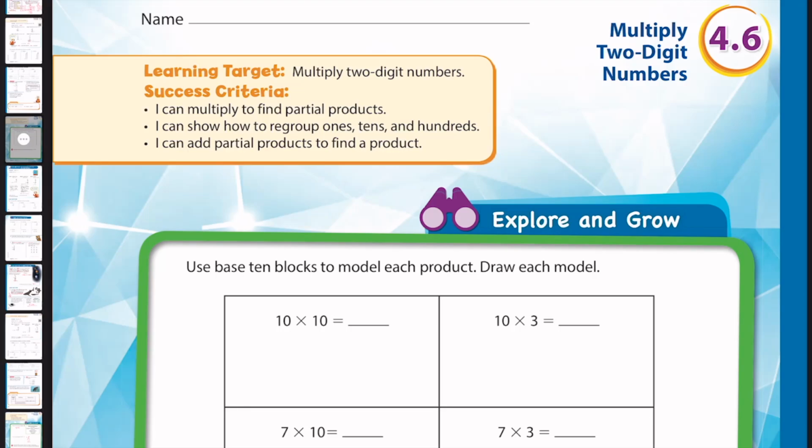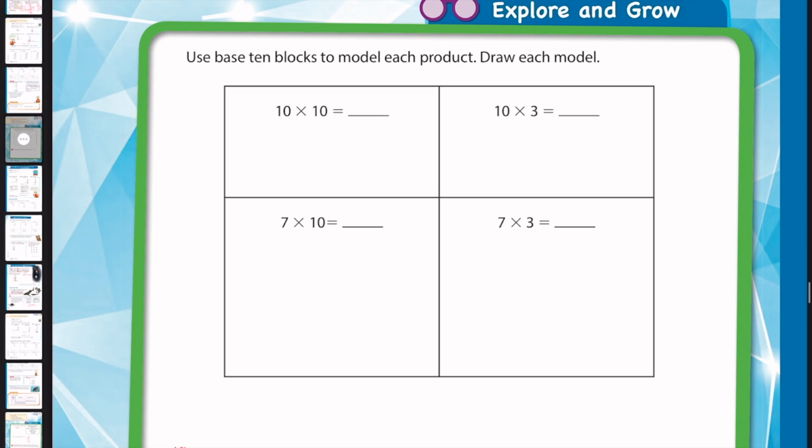Hello my fourth graders. Today's lesson is 4.6, multiply two-digit numbers. Our learning target is to multiply two-digit numbers using partial products or regrouping strategies. Use base-ten blocks to model each product.